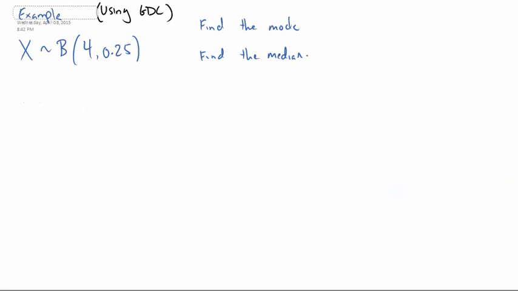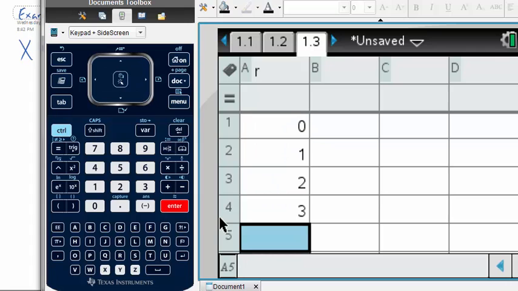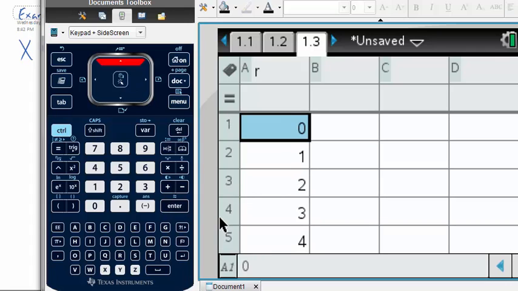So, we're going to do an example using our GDC. Random variable X is distributed as a binomial with the number of trials 4, and the probability of success being 0.25. We want to find the mode and we want to find the median. In our graphing calculator, we're going to open a list and spreadsheet page, and I'm going to call this column R, it doesn't really matter. And we're going to list the possible values that our random variable can take, 0 through 4.